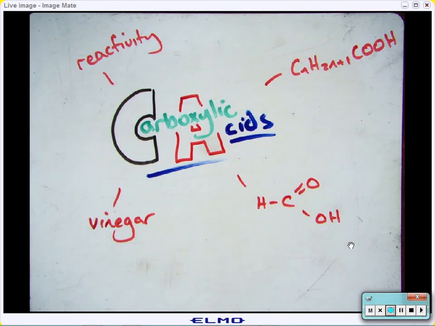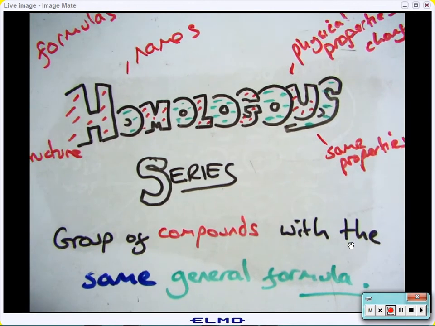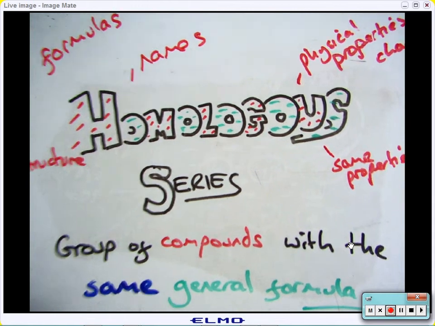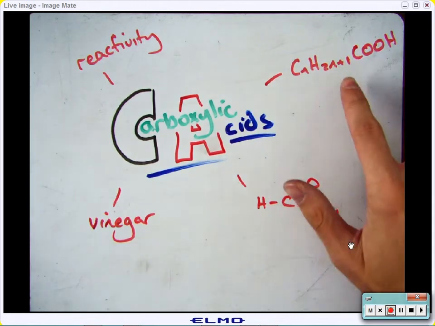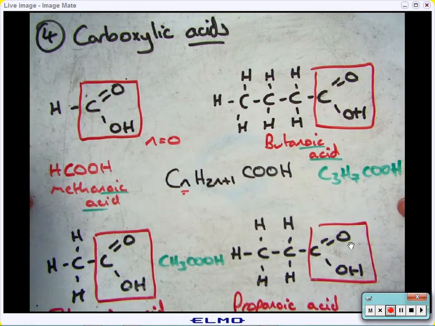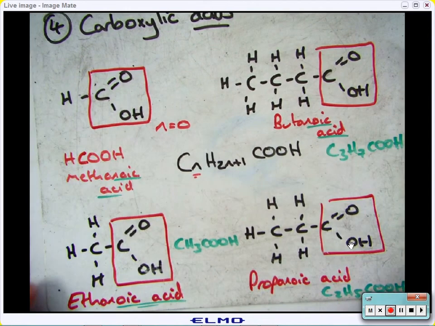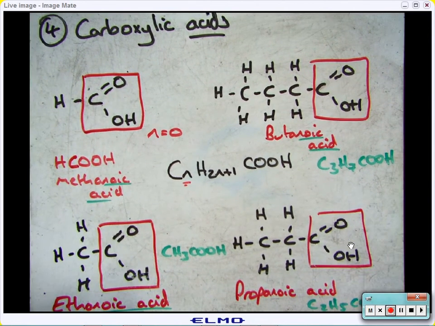This video is going to have a look at carboxylic acids. Now, if you've seen the other videos, you'll know that carboxylic acids are one of the 4 homologous series, which is a group of compounds with the same general formula. That general formula is CnH2n+1COOH, and the structure of the 4 that you need to know are here. So if you're not sure on any of these, go back and have a look at the other video, which is in the homologous series section, and that will explain a lot more about this to you.